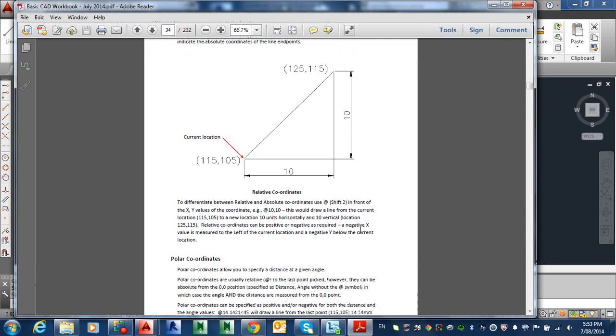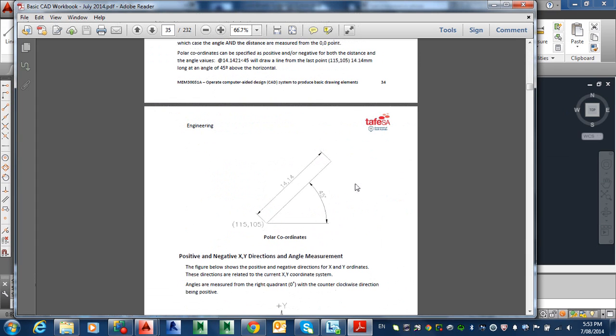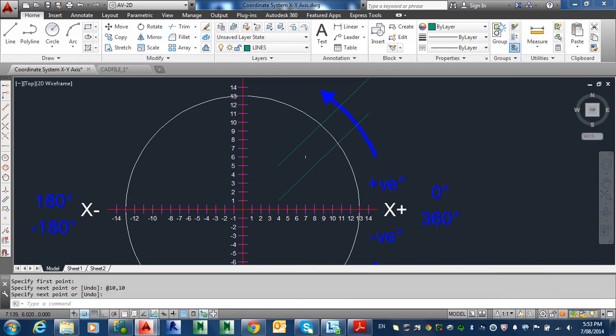If I then have a look here, there are some polar coordinates, and of course that angle there is at 45 degrees because the X and the Y are the same number.